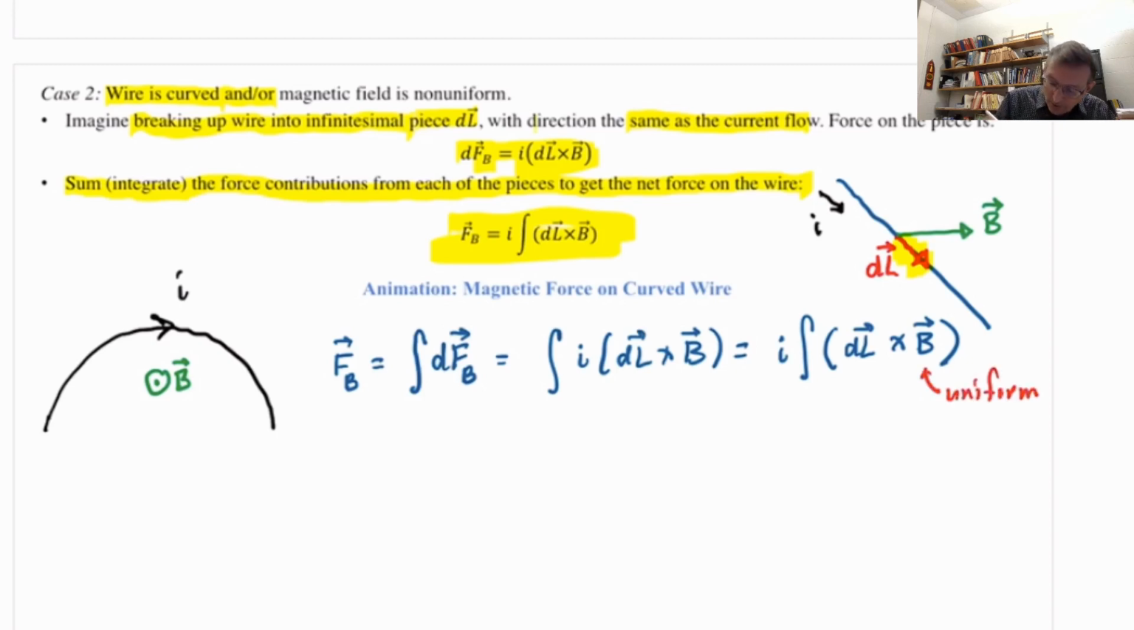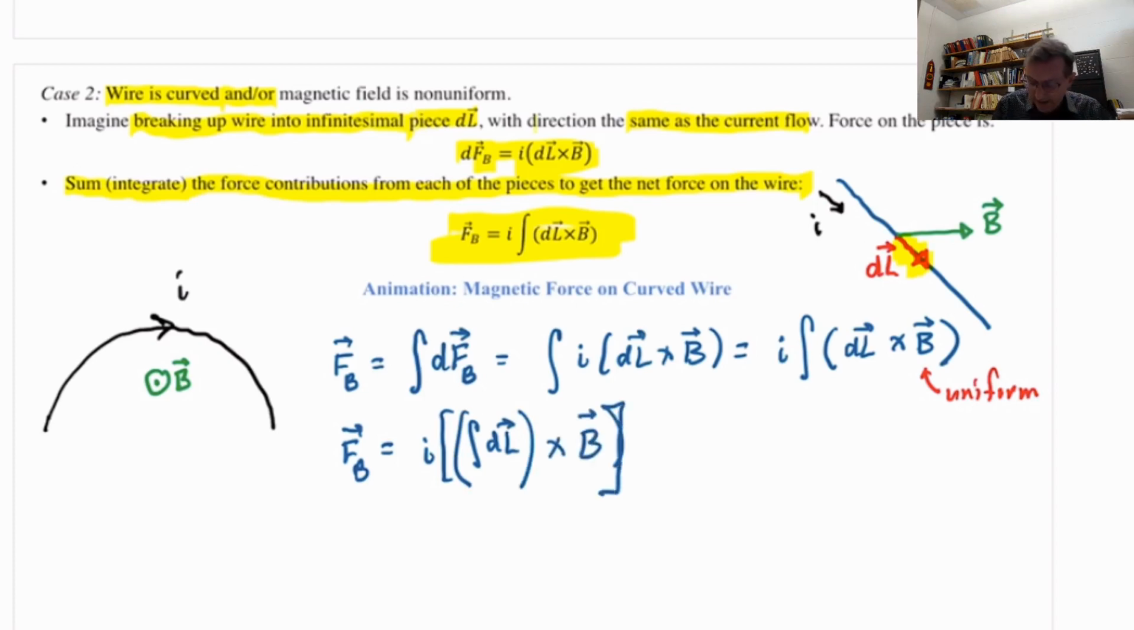So when that's true, I'll just show you what you can do in this case. You can take and put the integral with just the dl vector part, and then cross that into B, like that. And that means just take all the little dl's that make up the half circle and add them up. Now they're vectors. You've got to add them up as a vector.